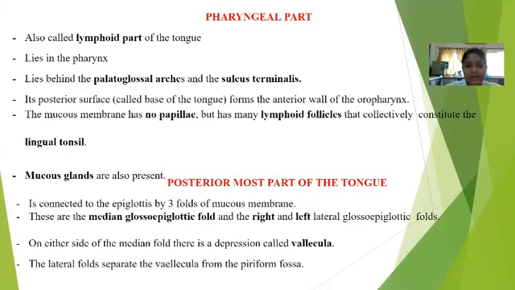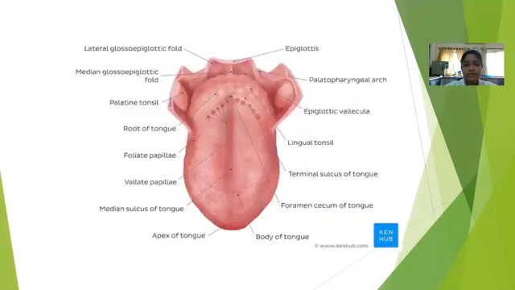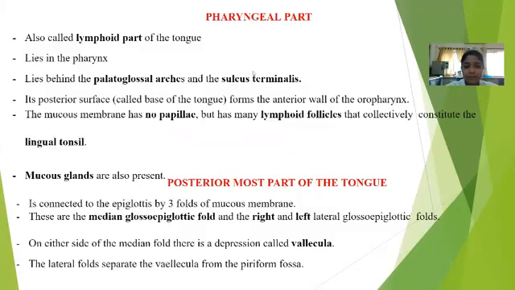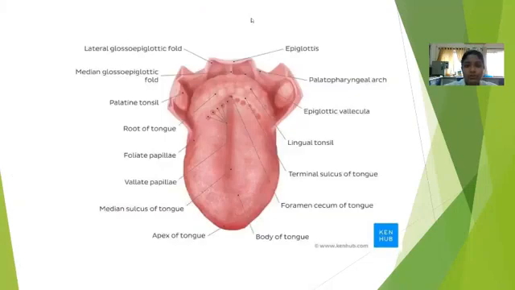The mucous membrane has no papillae but has many lymphoid follicles that collectively constitute the lingual tonsil. In this, the mucous glands are also present. So, this is the posterior most part of the tongue. It is connected to the epiglottis by three folds of mucous membrane. These are the median glossoepiglottic fold and the right and left lateral glossoepiglottic folds. So, this is the median and these are the laterals.